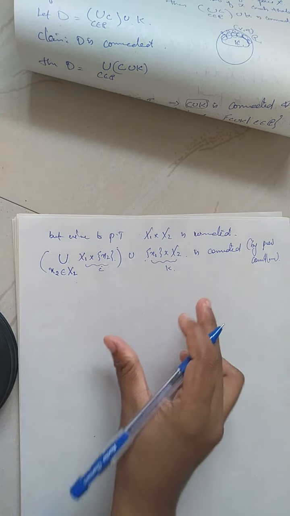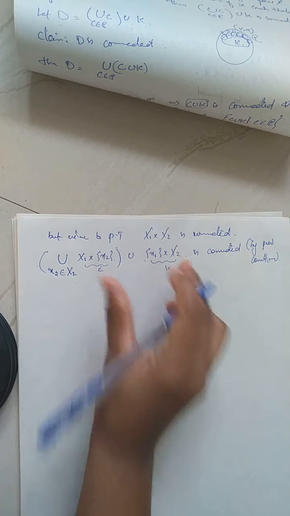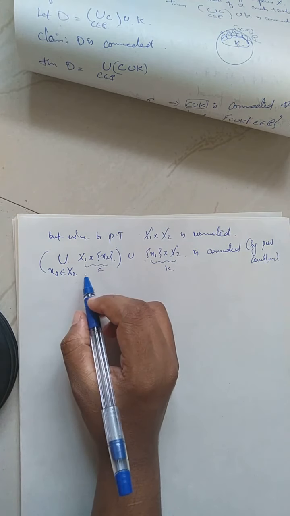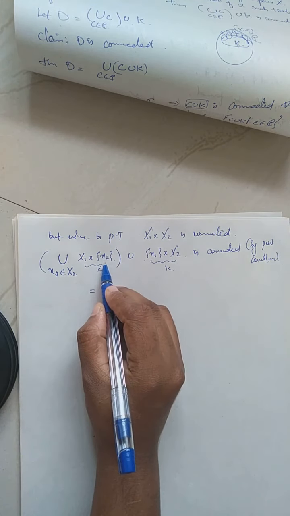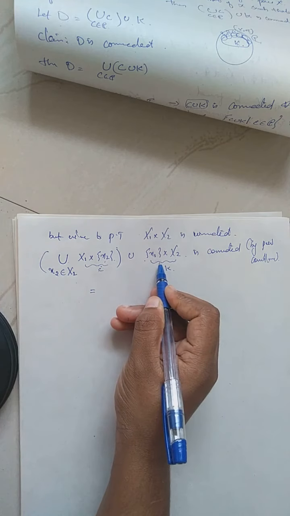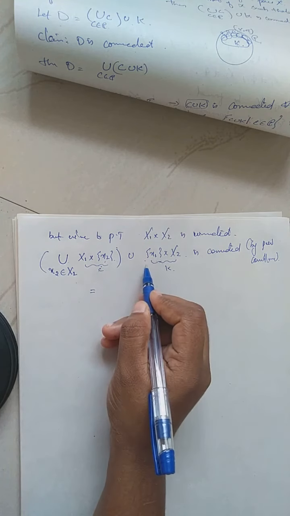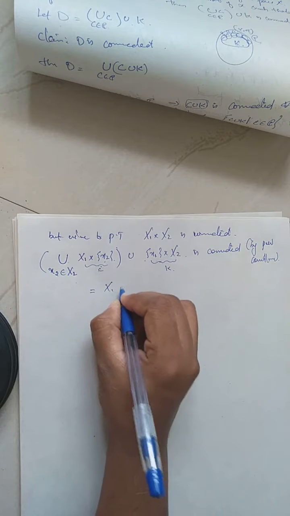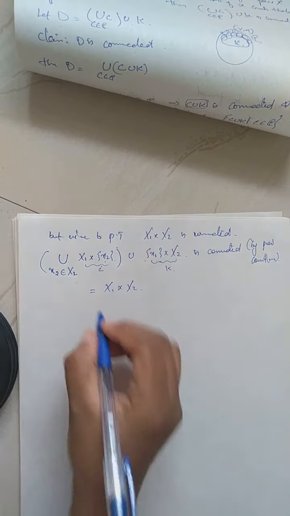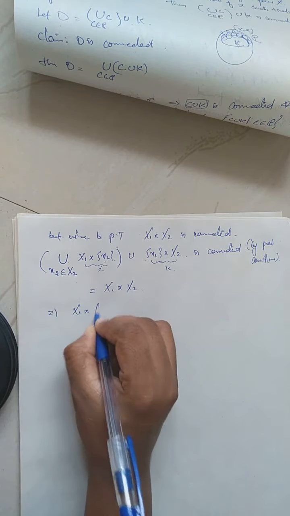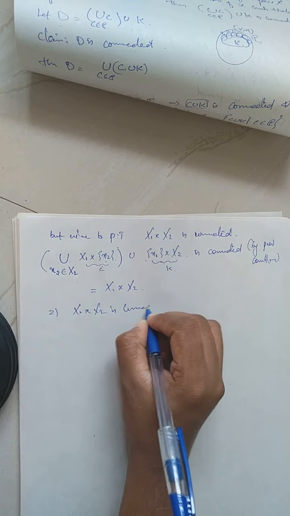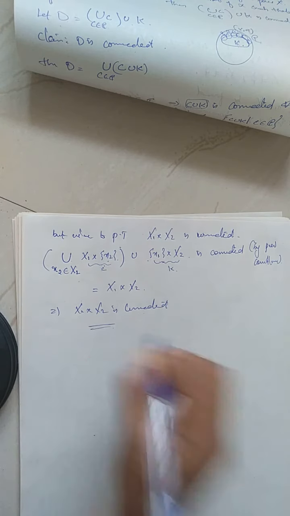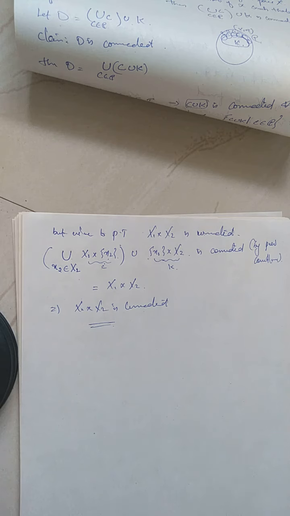And what is this union actually? You are varying x2 here, then you take unions, and it is nothing but X1 cross X2. So this implies X1 cross X2 is connected. Okay, thank you.